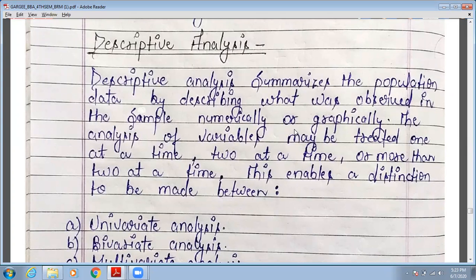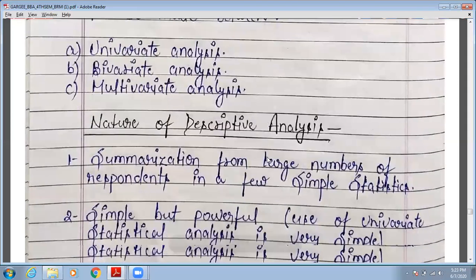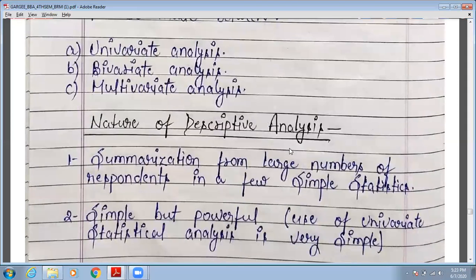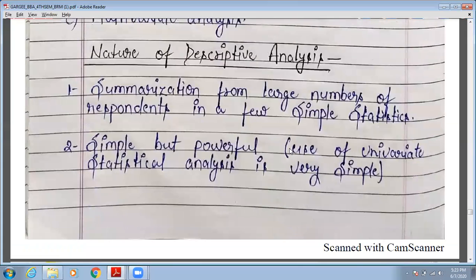This enables a distinction to be made between three kinds of analysis which we use in descriptive analysis. First is univariate analysis, second is bivariate analysis, and third is multivariate analysis. We will discuss these three analyses in detail later on. First, we will discuss the nature of descriptive analysis. So, see, there are some points in nature of descriptive analysis.